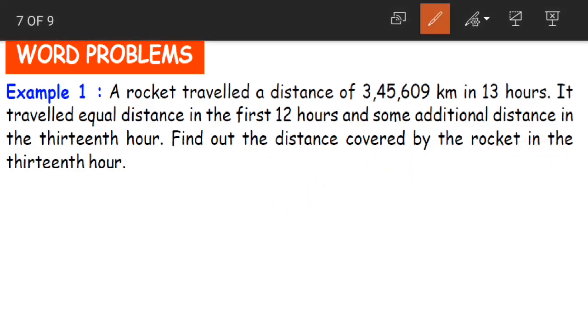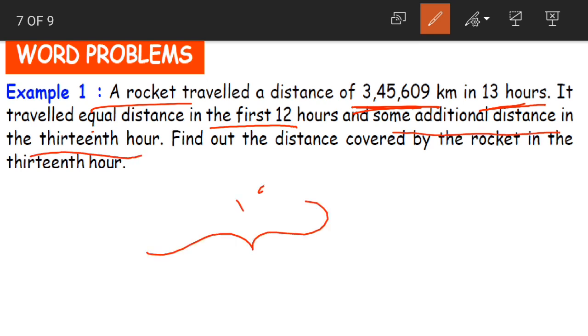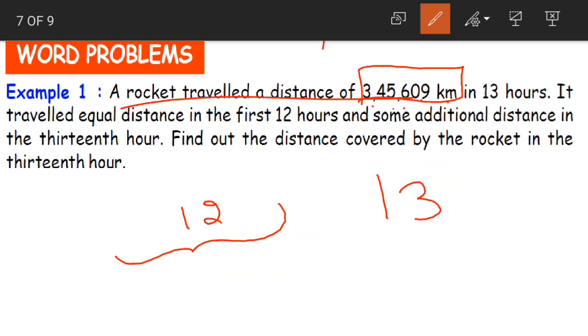What are they saying? There is a rocket which travelled how much? Which travelled a distance of 3,45,609 kilometers. Okay, children? In how many hours? In 13 hours. Now it travelled equal distance in 12 hours and some additional distance in the 13th hour. In the first 12 hours, it travelled equal distance. What did it do in the 13th hour? It travelled additional distance in the 13th hour.